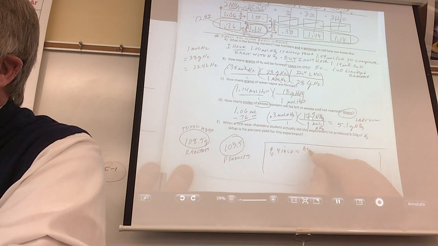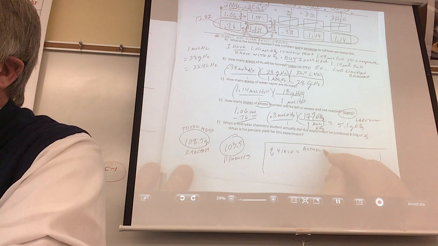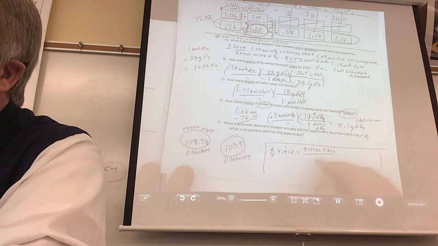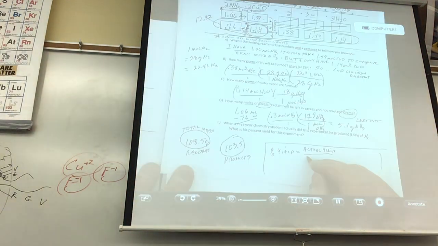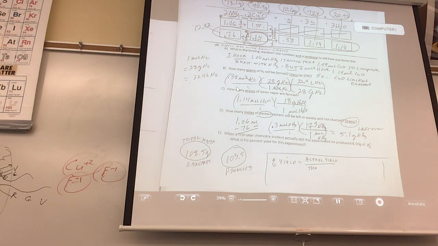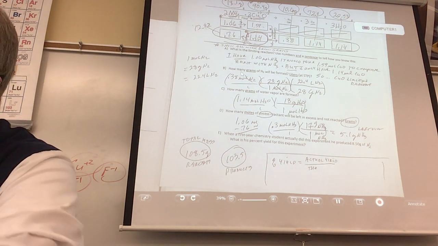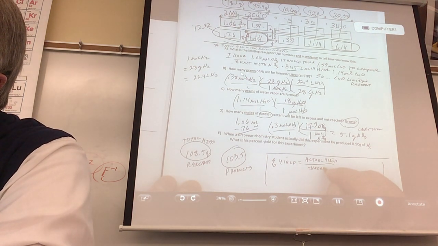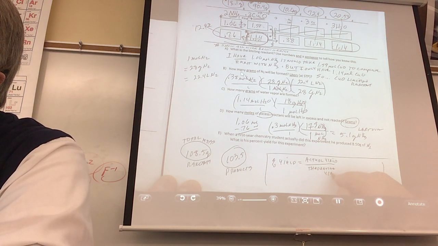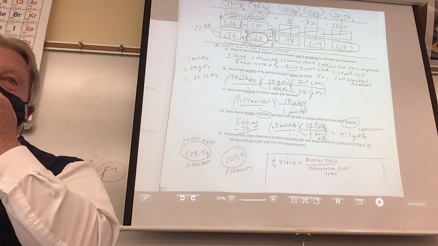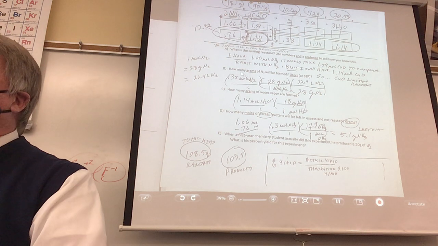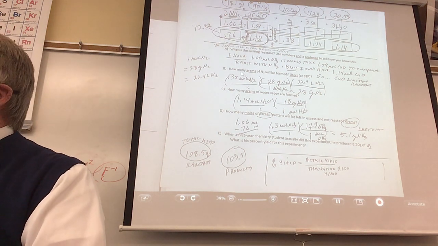Okay, so what is percent yield? The actual yield over the theoretical yield times 100. And I mentioned this before. You're going to get a decimal number like 0.50, and times 100 simply moves a decimal over.